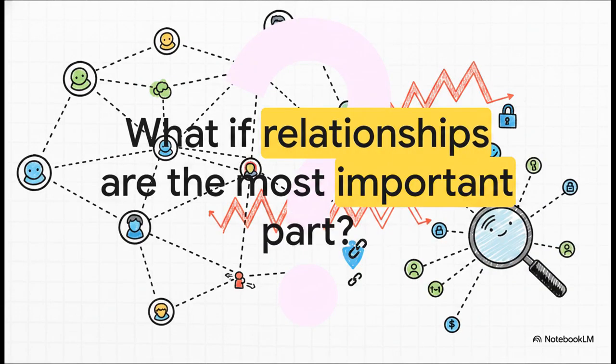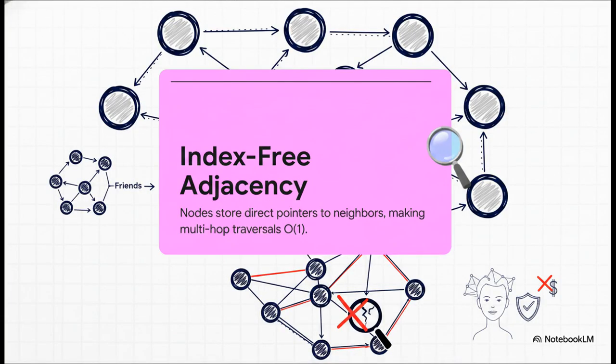But wait, how do we handle super interconnected problems? Things like social networks, recommendation engines, or fraud detection rings. What do you do when the relationships between the data are actually the most important part of your data? Well, that brings us to our fifth and final family, graph databases like Neo4j.